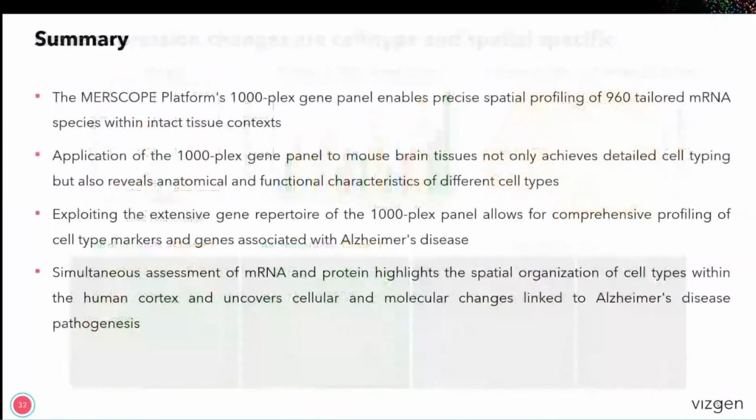So to summarize my presentation, today I showed some data generated from the new 1000-plex MERSCOPE gene platform. This big gene panel enables precise spatial profiling of 960 customized genes within intact tissue context. I also presented two showcases.